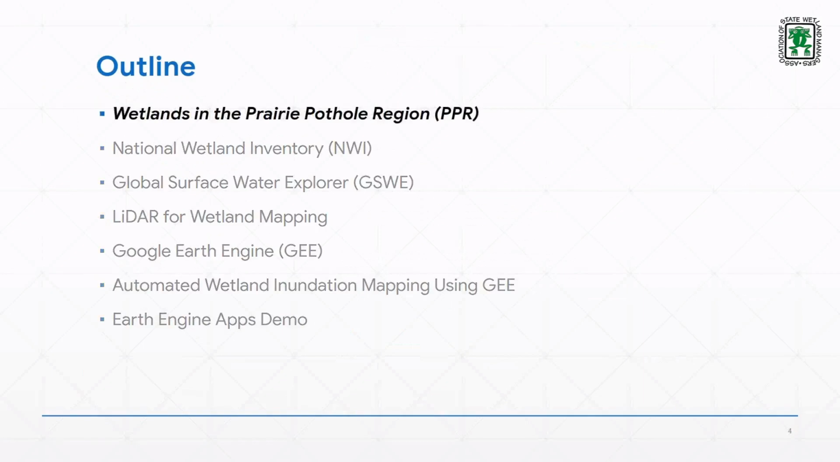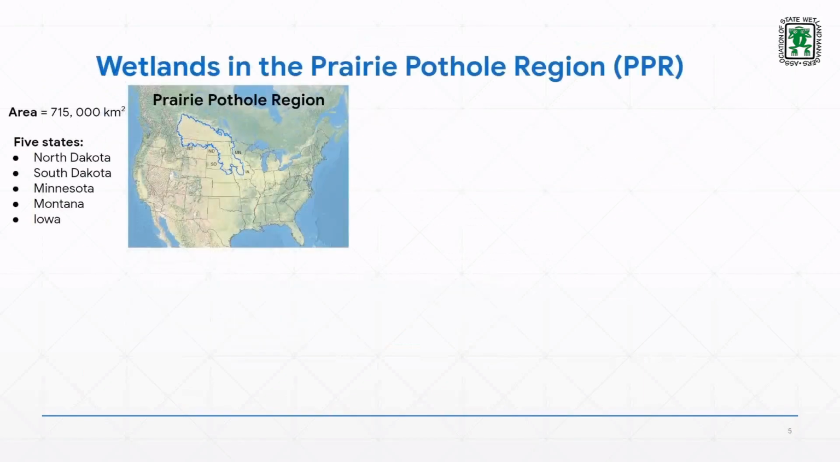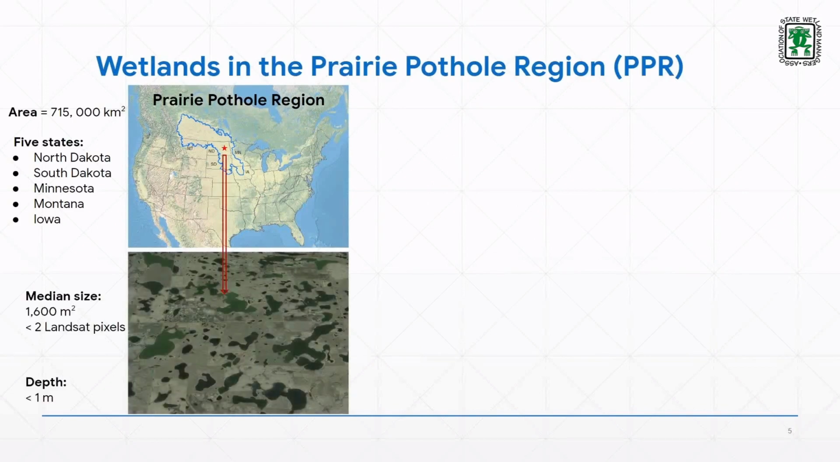Okay, and so first let's talk about the wetlands in the prairie pothole region. For those who are not familiar, it's a vast area covering over 715,000 square kilometers, and it covers 3 provinces in Canada and 5 states in the U.S., including North Dakota, South Dakota, Minnesota, Montana, and Iowa. And so the PPR is characterized by millions of these wetland depressions formed during the last glaciation.